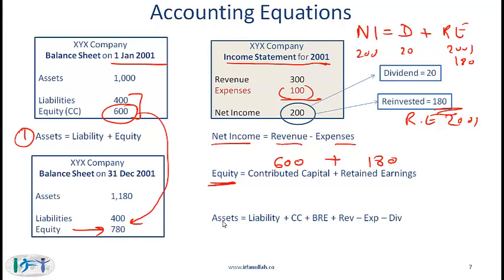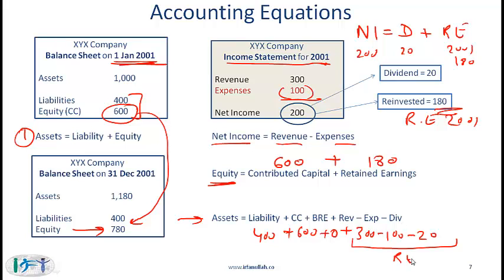Another equation that is useful is shown right here. Assets can be computed as follows. Liability, which is 400, plus the contributed capital, which in our example is 600, the beginning retained earnings. At the start of the year, 1st January 2001, the retained earnings was 0, so we have nothing here. And then revenue, which is 300, minus expenses, which is 100, minus the dividends, 20. Notice that this amount here, revenue minus expense minus dividend, is simply the retained earnings of 180 for the year 2001. This expression will also give us an answer of 1180 for our assets.